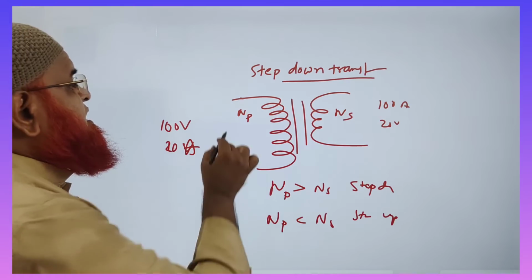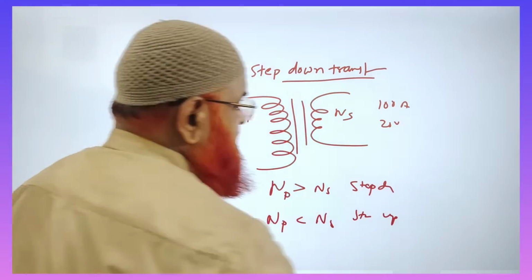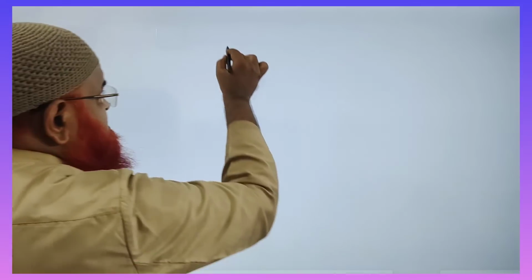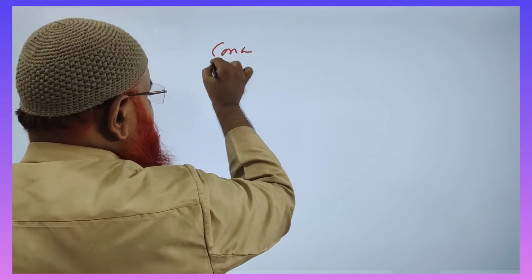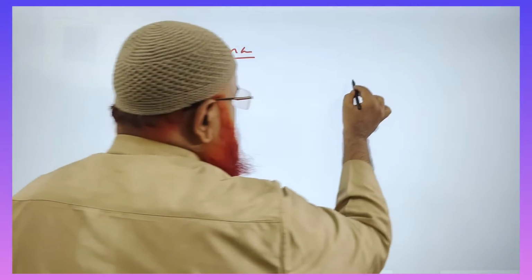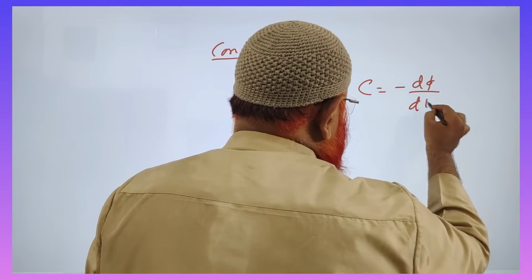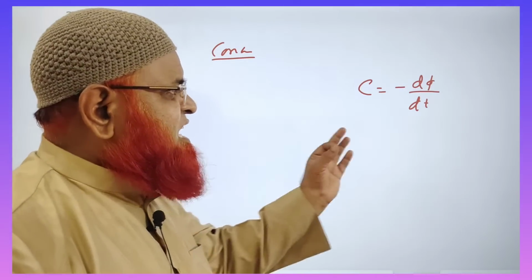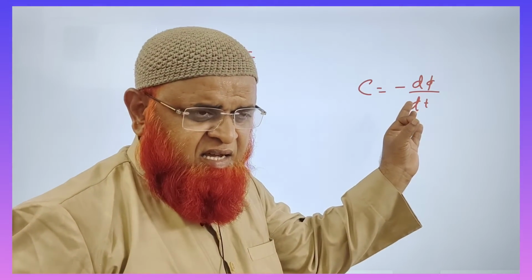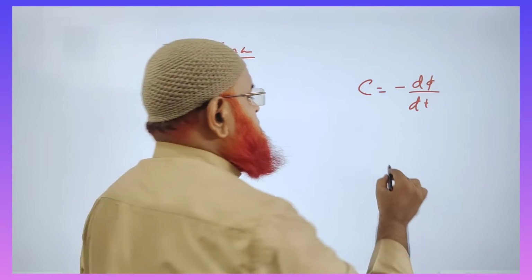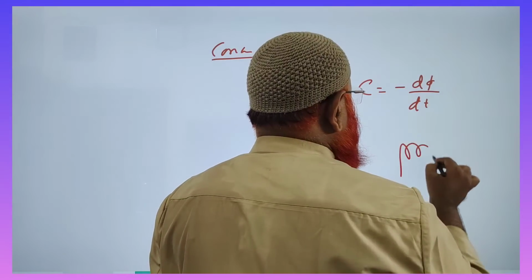Okay, so N primary, N secondary. Now let me discuss what is the concept behind this transformer. Concept क्या है? You all know EMF is nothing but d phi by dt. Rate of change of flux takes place. I told you when you take a coil.